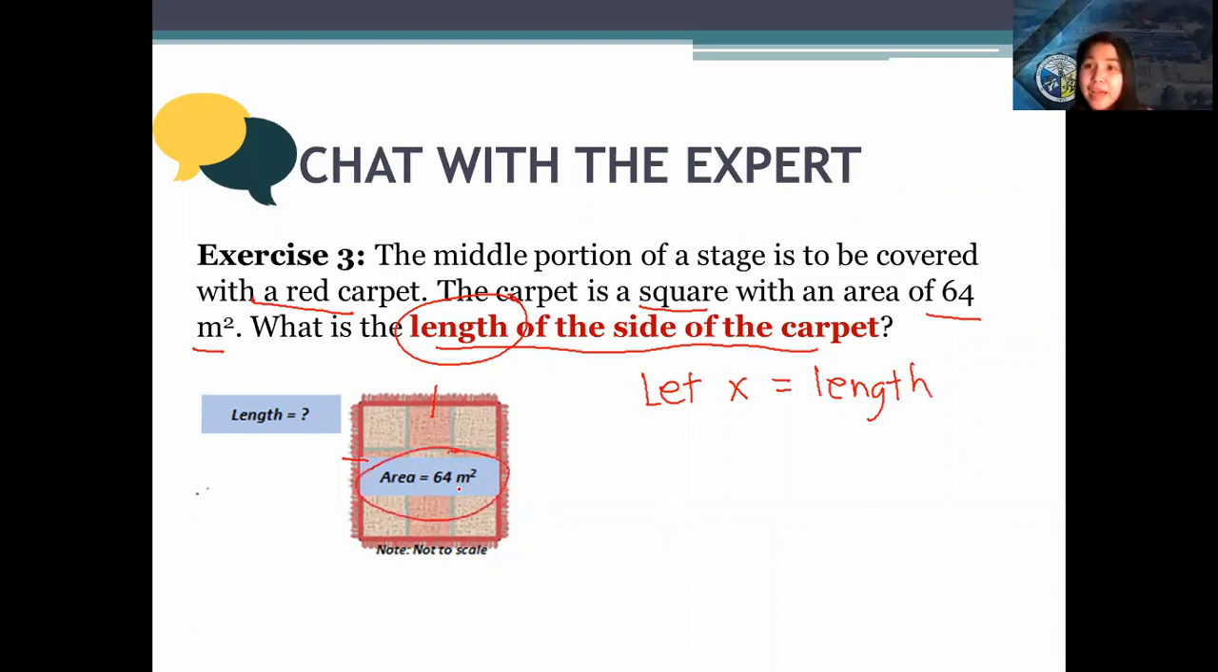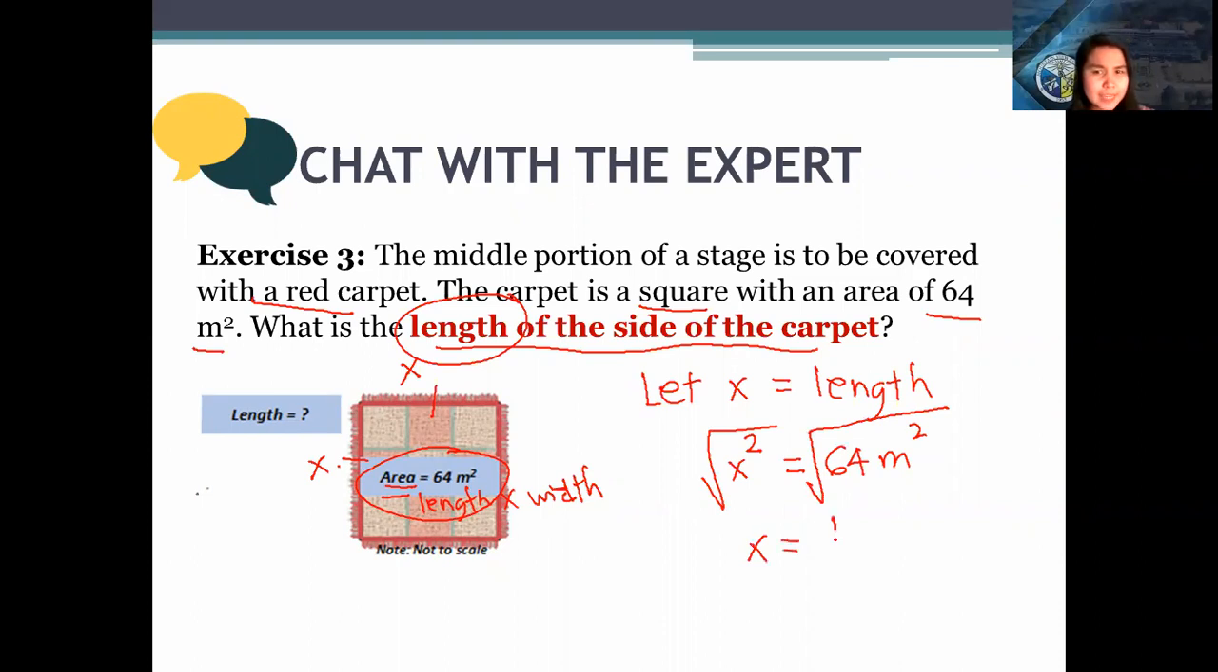Area. How do you find the area of a square? In grade 7, the main formula for area is length times width. But since in the square, the length is x and the width is x, we say x times x. So x squared, what's the area? Equals 64 meters squared. Step 1. Step 2, apply the square root property. Square root on the left, square root on the right. So x equals plus and minus 8 meters.